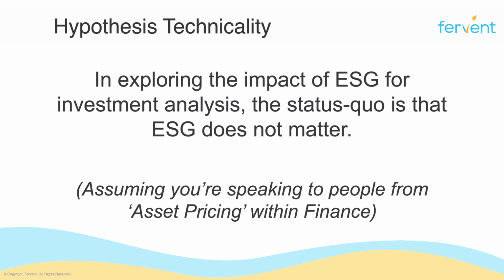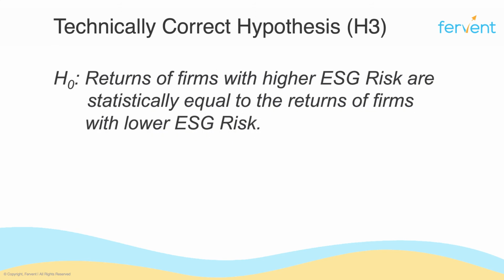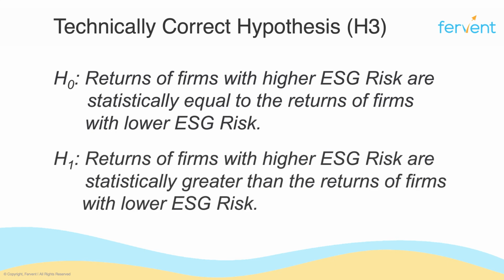And given that that's the status quo, the strictly correct way of writing out H3, for example, our third hypothesis, would be to say that the null hypothesis is that the returns of firms with higher ESG risk are statistically equal to the returns of firms with lower ESG risk. And the alternative hypothesis is that the returns of firms with higher ESG risk are statistically greater than the returns of firms with lower ESG risk.